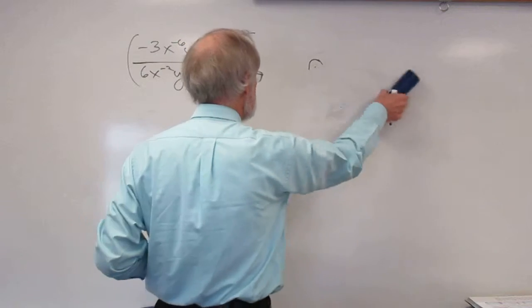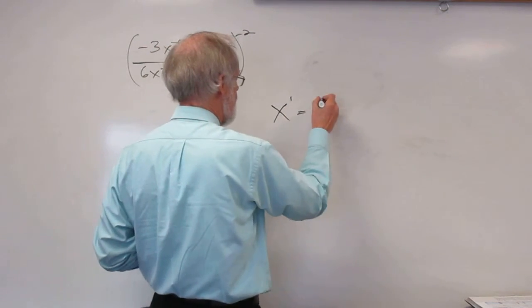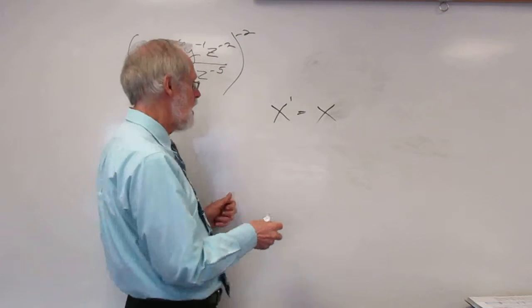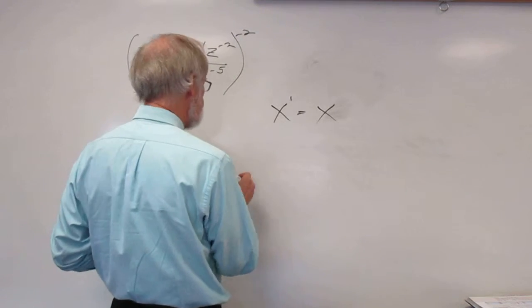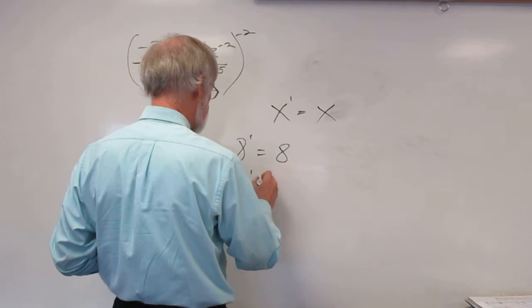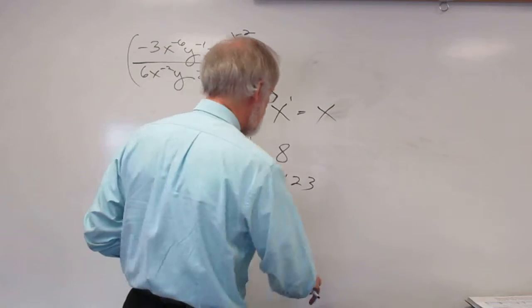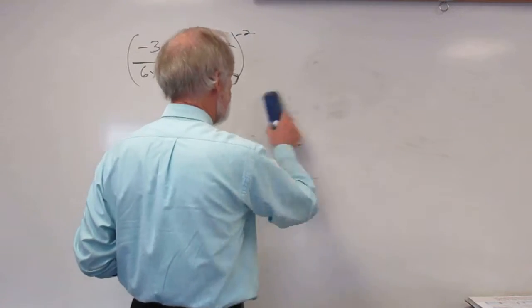All right, two other rules that you need to know. One of them is x to the first power equals itself. So, 8 to the first power equals 8, and 123 to the first power equals 123. Okay? And the other rule that you need to know, there's a couple of them.